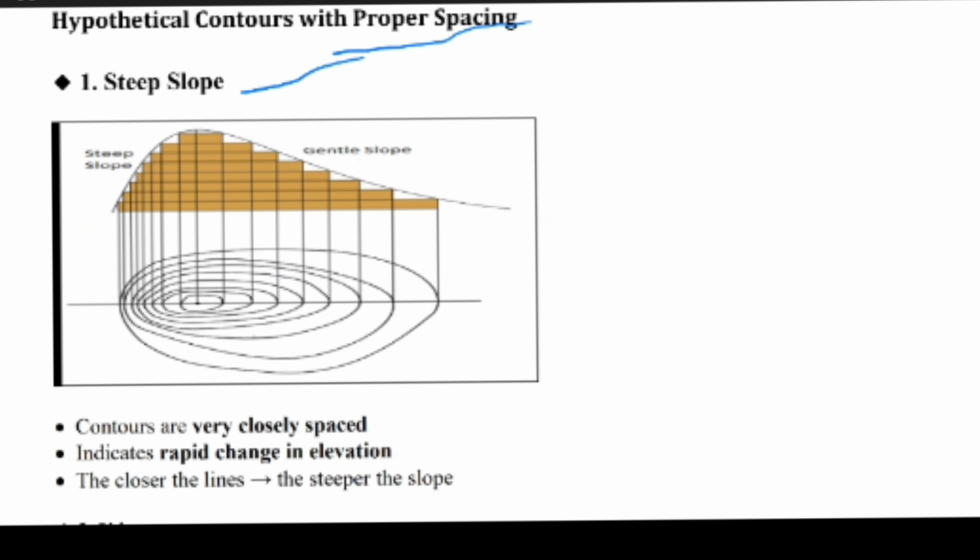Coming to the hypothetical contour proper spacing, first a steep slope. This diagram explains how the steep slope looks, and this is a gentle slope. In a steep slope the contours are very closely spaced, and it indicates rapid changes in elevation. It will show the steeper slope on the contour map.